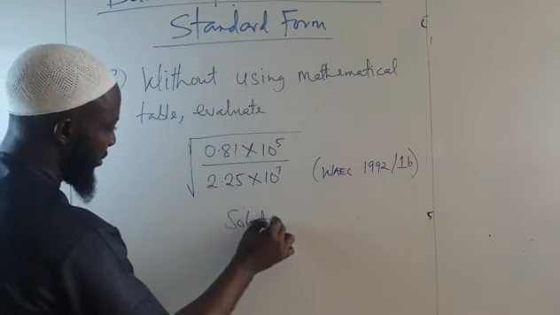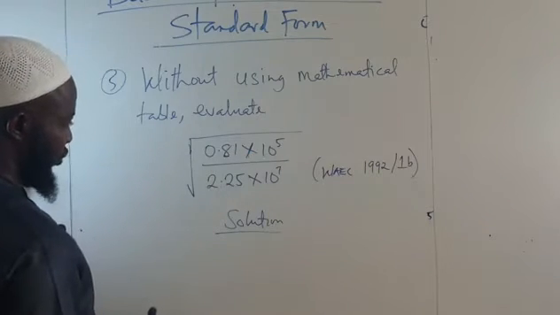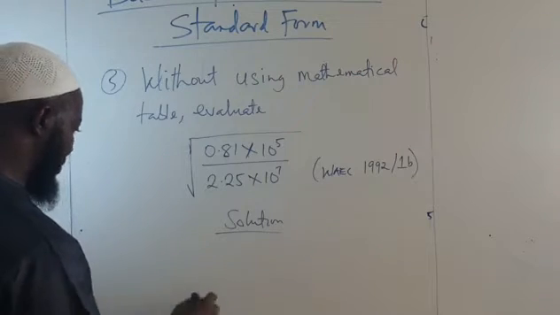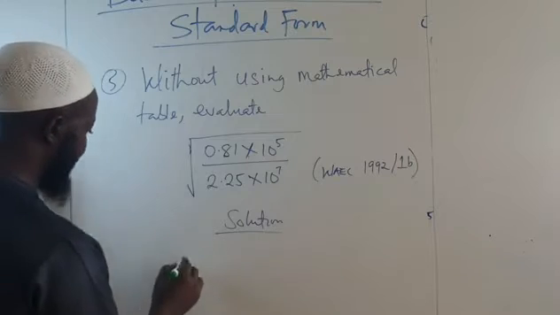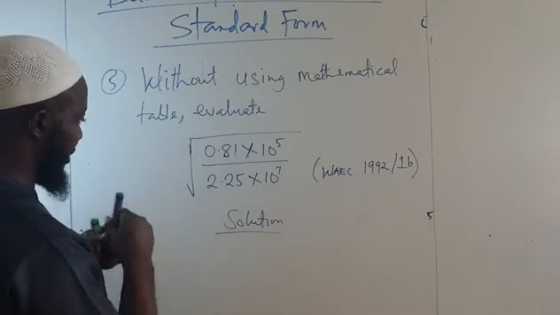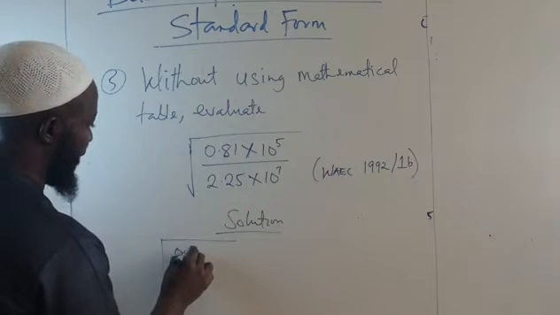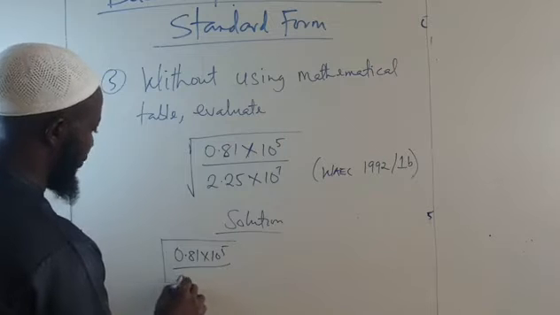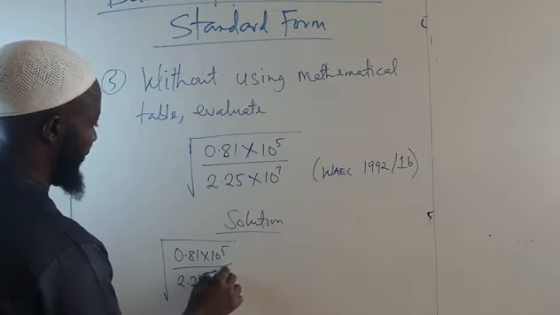Solution. So I will convert this one to whole number, then write it to power of 10. So in that case, I'll move this one twice. So I have this 0.81 multiplied by 10 raised to the power 5 divided by 2.25 multiplied by 10 raised to the power 7.